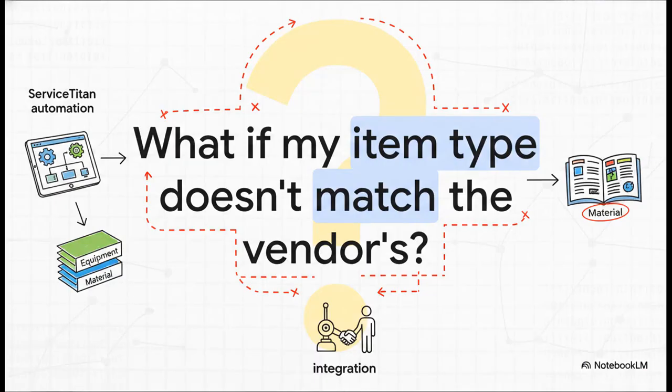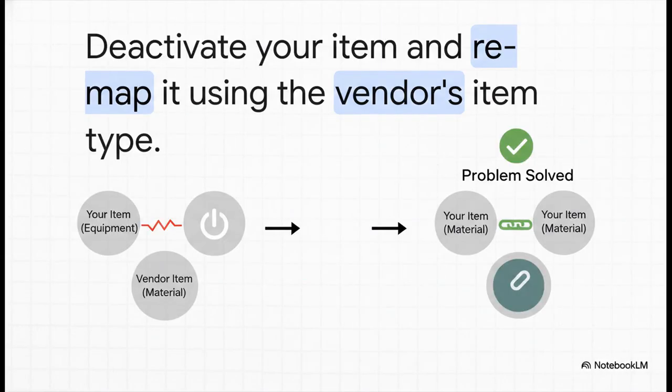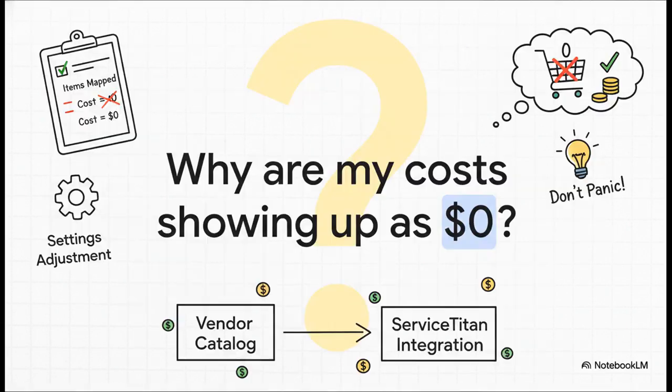All right, here's a common one. What happens if you've called an item equipment in your price book, but your vendor calls it material? Yeah, that little mismatch can cause a small hiccup. The fix here is so simple. Seriously, don't even stress about it. Just deactivate your version of the item and then remap it, making sure you use the exact same item type, equipment or material, that your vendor uses. That's it. Problem solved.